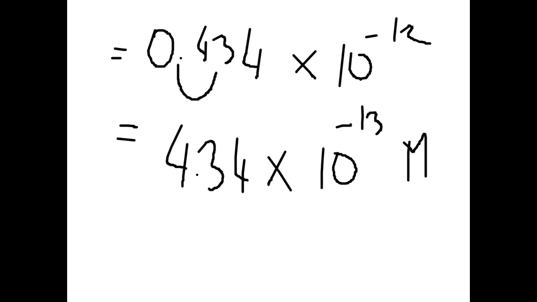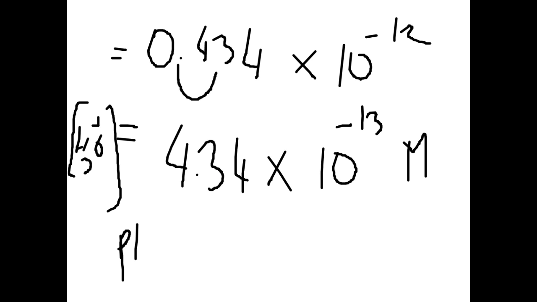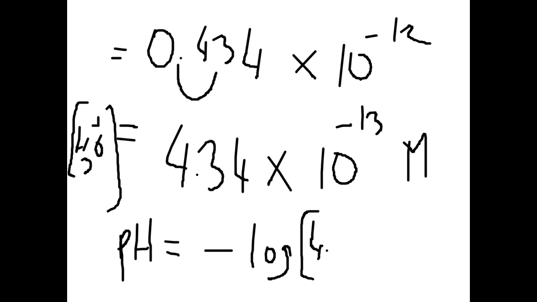Okay, see how much time it took us to just figure out the H3O plus? So you do all of this. Don't forget what this is. This is H3O plus. Now can you do the pH? Yes. Now what you're going to do is say pH is equal to negative log of this whole big number, 4.34. Is everybody following with me, please? Times 10 to the negative 13.